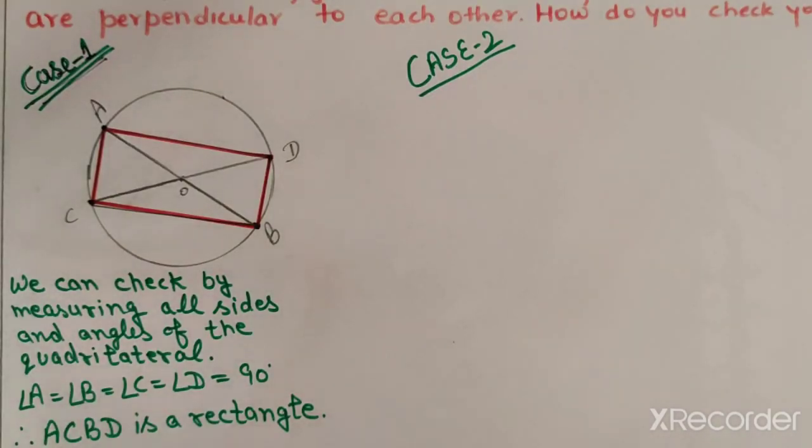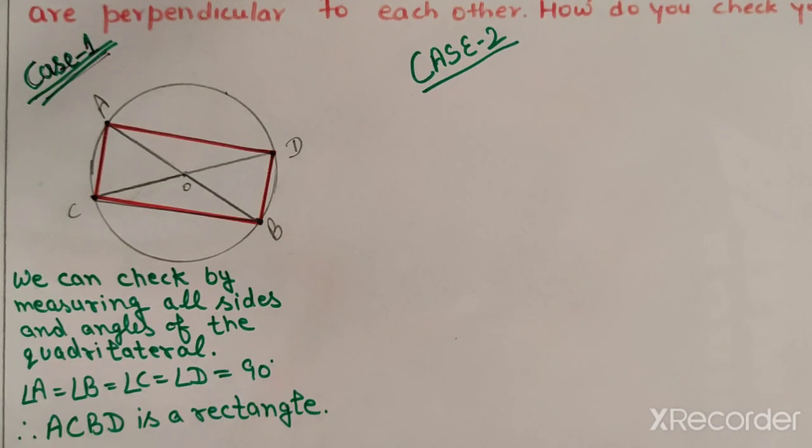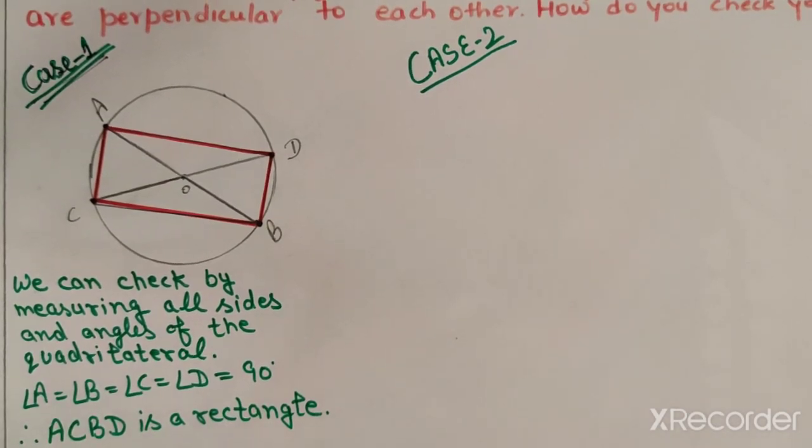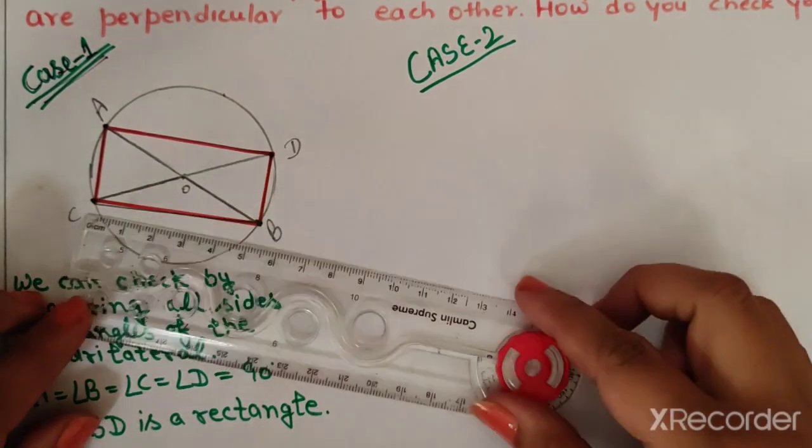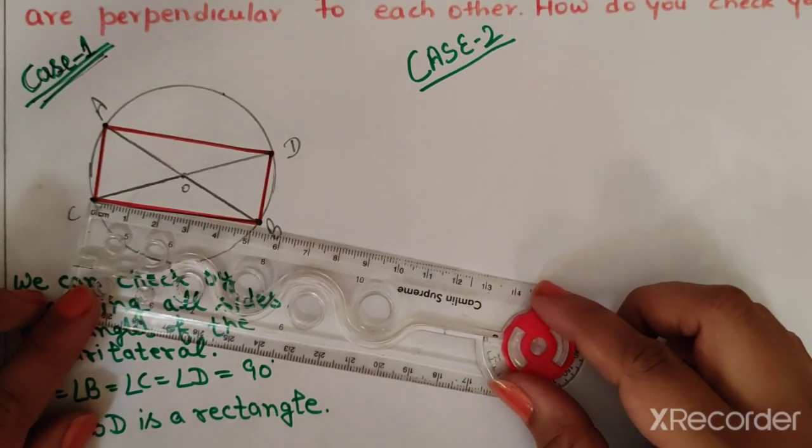So it is also asked in the question how will you check? We have to write it here. We can check by measuring all the sides and angles of the quadrilateral. We have measured the sides of this quadrilateral also, and we got that all the sides are not equal, but the opposite sides are equal here.